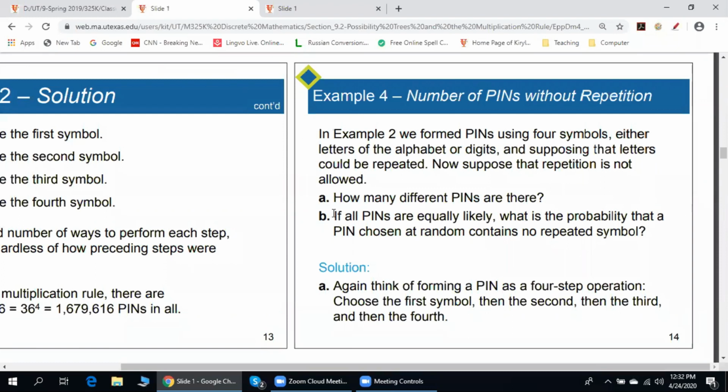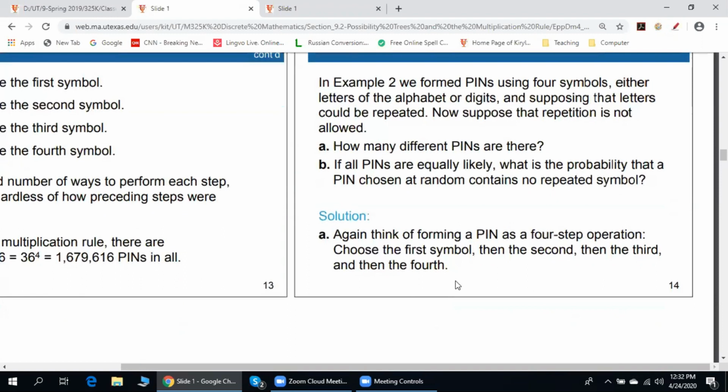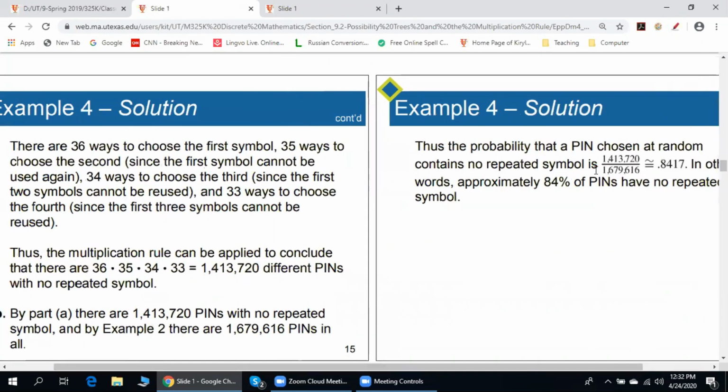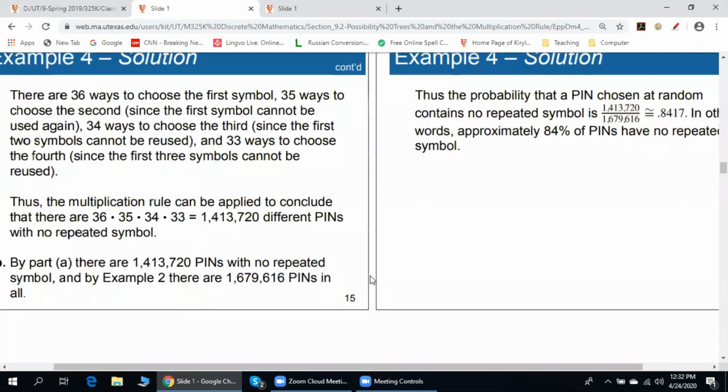The second question is absolutely straightforward. If all pins are equally likely, what is the probability that a pin chosen at random contains no repeated symbol? We just divide 36 times 35 times 34 times 33 by 36 to the 4th power. It's exactly what is written here, over here. Any questions?